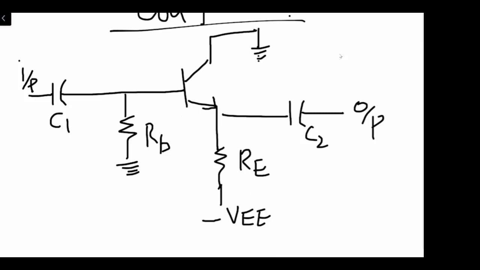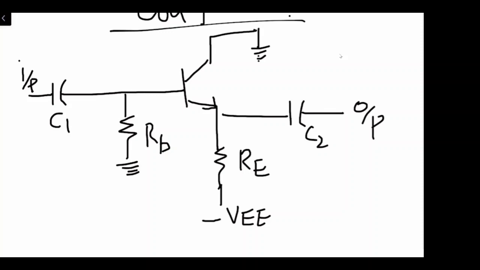Now, if you can see in the circuit, we have the input that is being applied to the base of the transistor. We are taking the output from the emitter of the transistor. So this means this circuit is behaving as a common collector configuration circuit. This means the collector is common in between the input side as well as the output side.